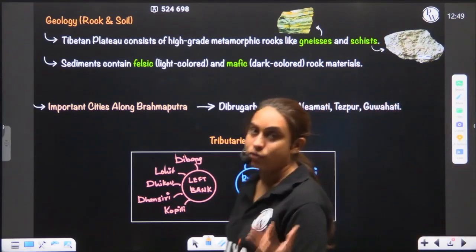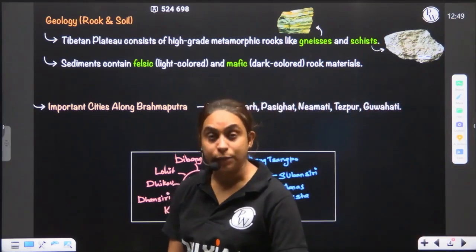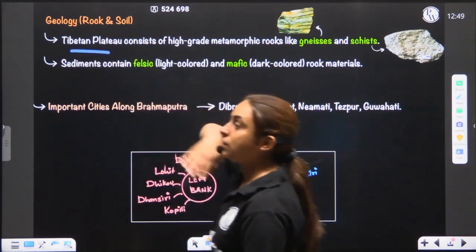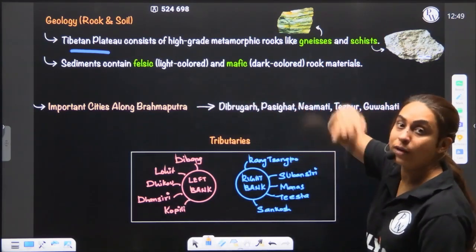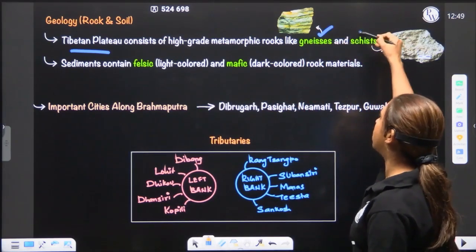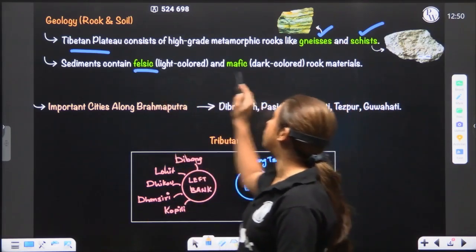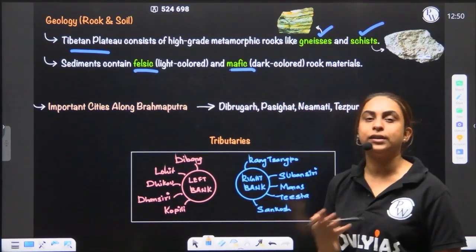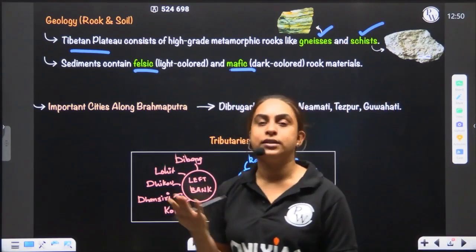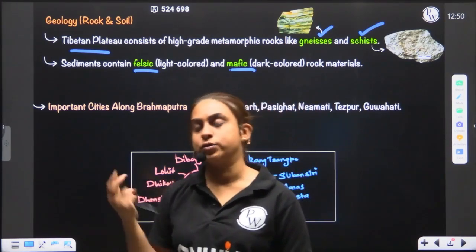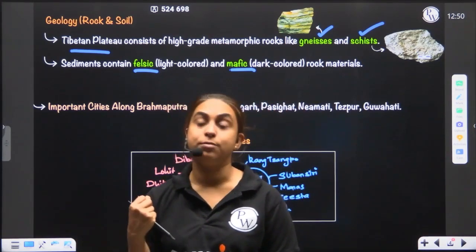Geology, if I talk about the geology through which it flows in the Tibetan plateau, there it flows through a topography which has a lot of metamorphic rocks like gneissic rocks and schist rocks. They also have some felsic rocks and mafic rocks. So in Tibet, there are varied rocks through which this Brahmaputra River flows. Therefore, it carries a lot of varied sediments too.